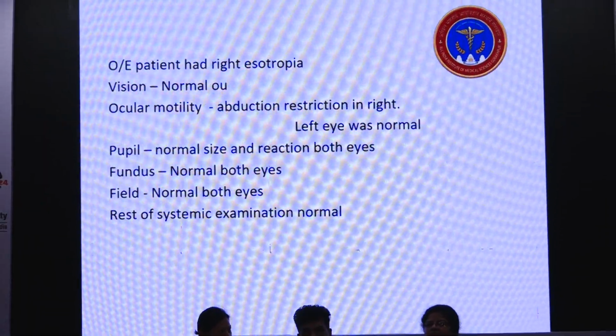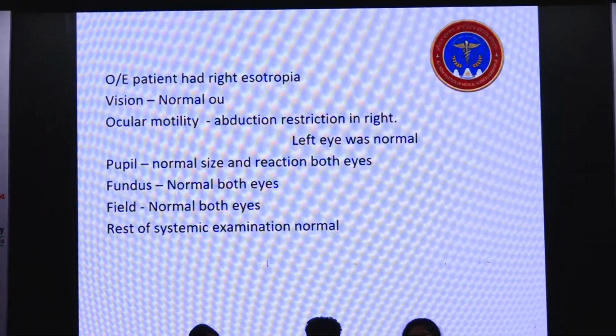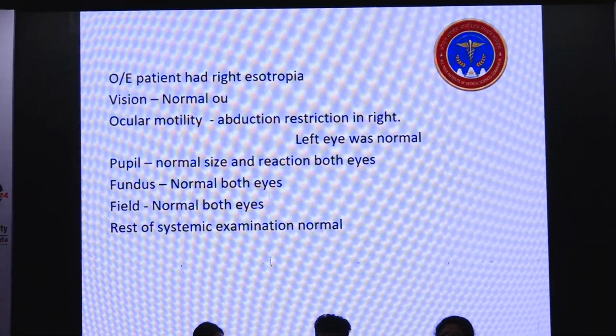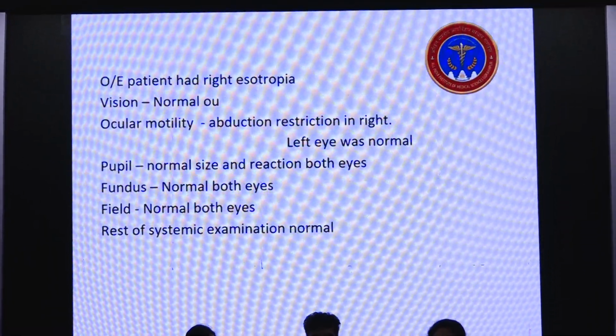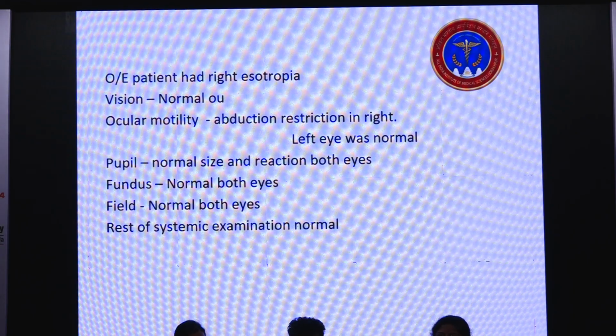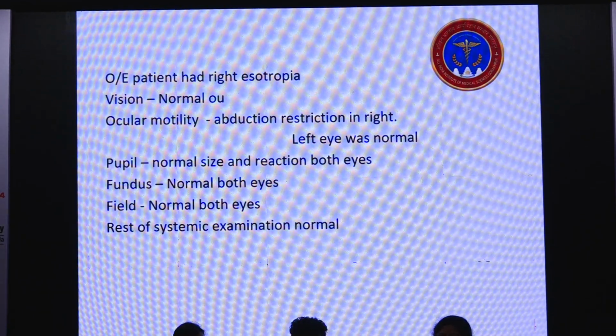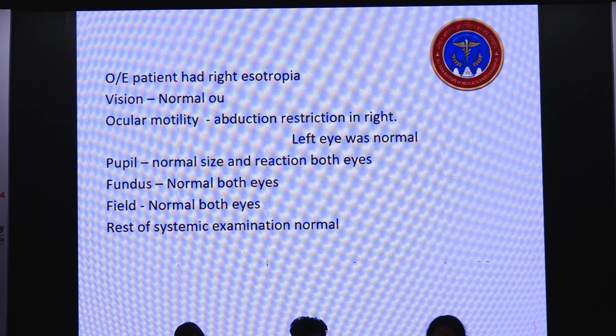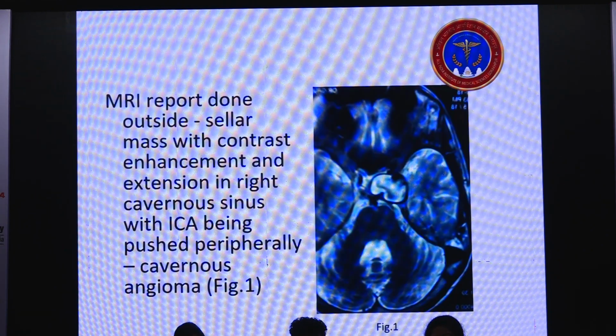On examination, the patient had right esotropia. The vision was normal in both the eyes. Ocular motility showed abduction restriction in the right. Pupil was normal size and normal reaction in both the eyes. Fundus was normal. Field was within normal limits. And the rest of the systemic examination was normal.